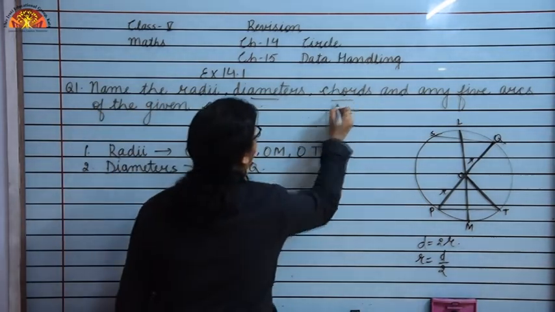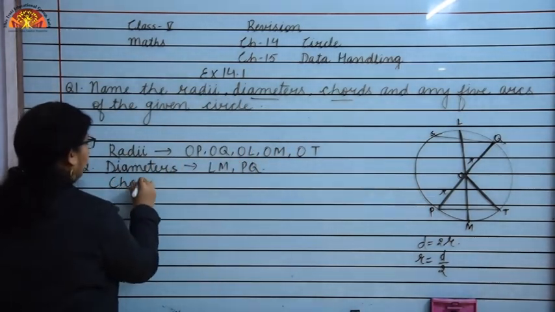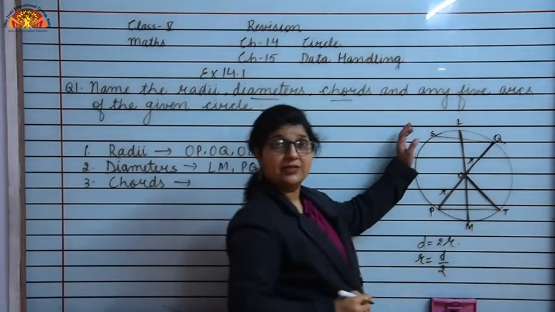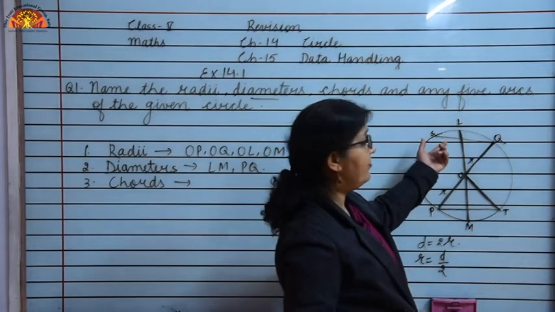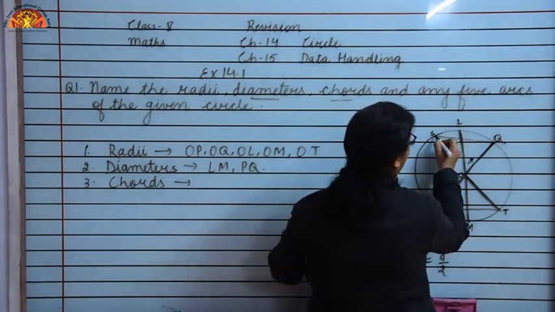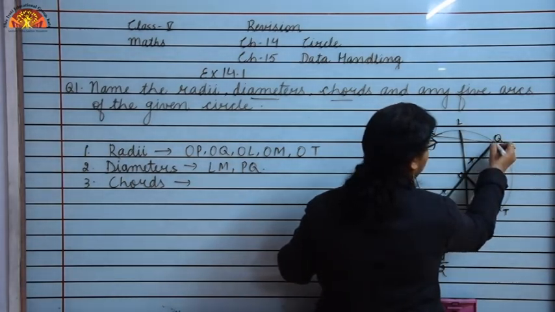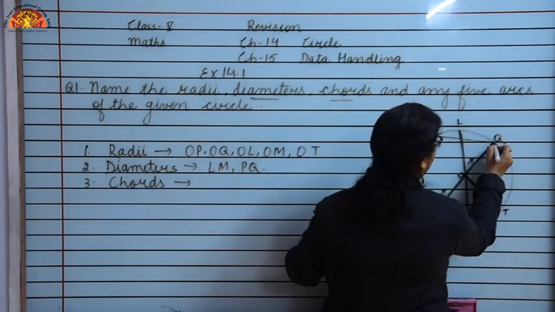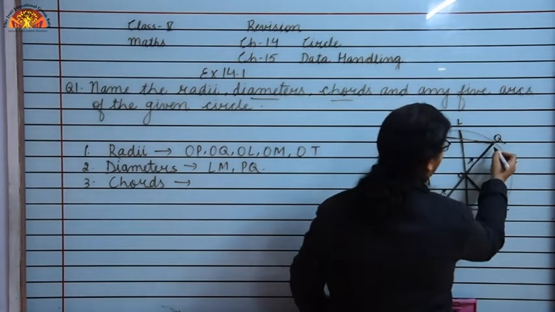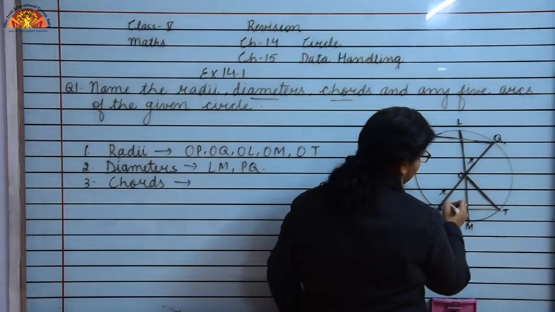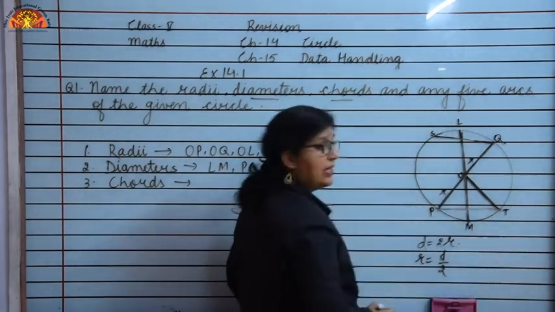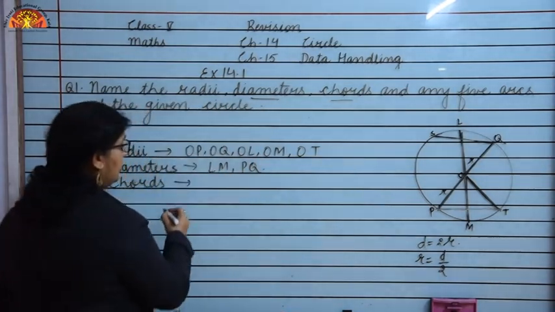Now next is chords of the circle. When we take 2 points on the circle and join them with a line segment, we get what is called a chord of the circle. Here SQ, because S and Q are 2 points on the circle, and when we join them, we get a chord of the circle. So SQ, then PQ, LM and PT. These 4 line segments are the chords of the circle.